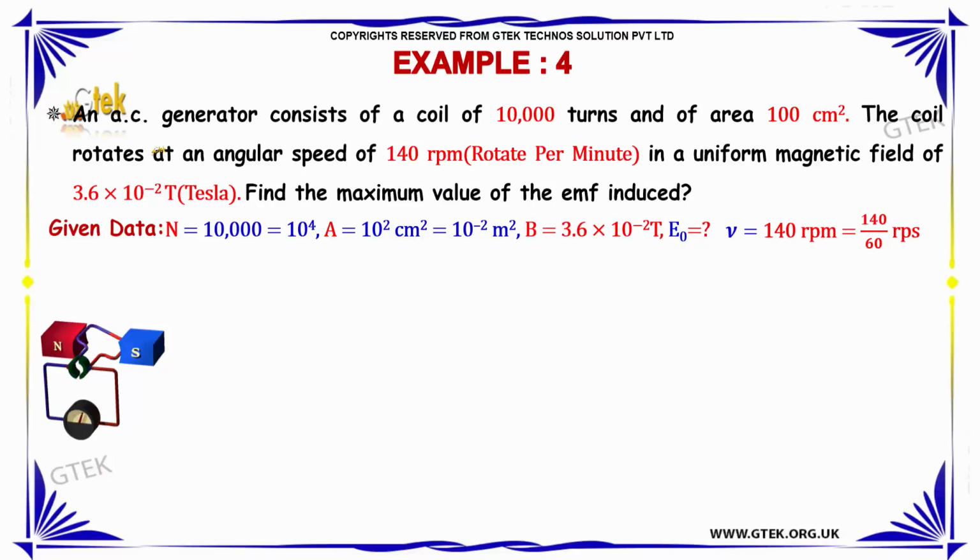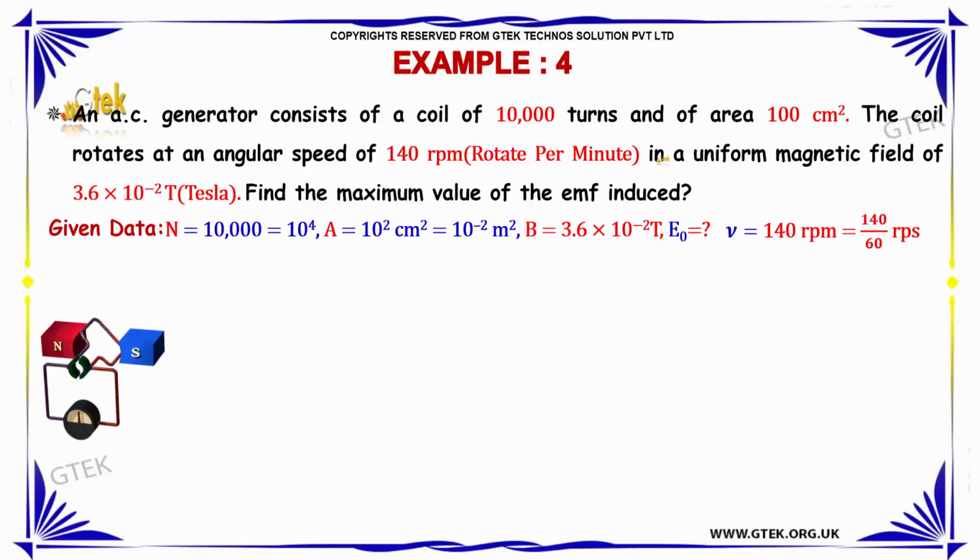Now let's move on to another problem, that's the AC generator problem. An AC generator consists of a coil of 10,000 turns and of area 100 centimeter square. The coil rotates at an angular speed of 140 revolution per minute. It can be given as rotations per minute too, in a uniform magnetic field of 3.6 into 10 power minus 2 Tesla. Find the maximum value of the EMF induced.